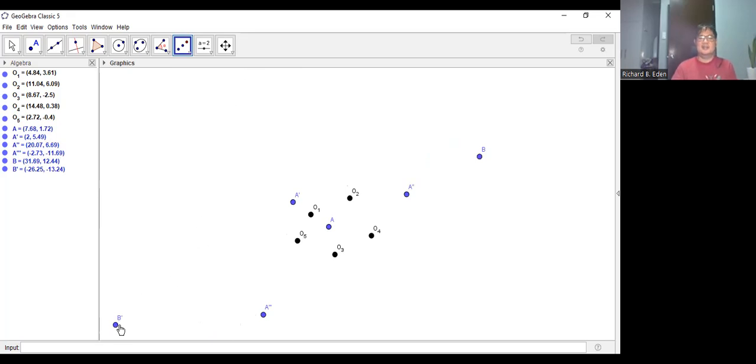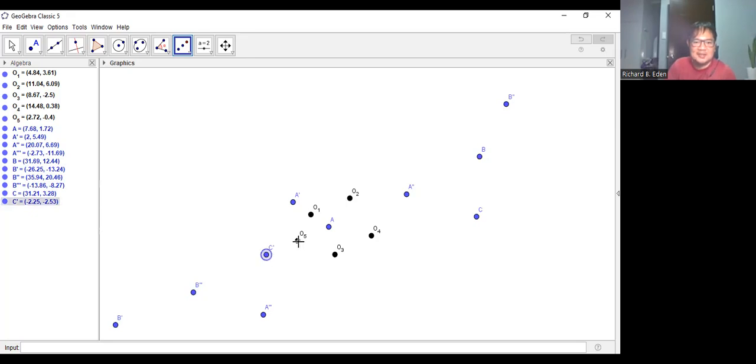Ayun. And then, balik ulit, with respect to O1, then with respect to O2, with respect to O3, with respect to O4. Lumilit! Nasa tayo, no? C prime na. Tingnan mo nung point A. Ang coordinates niya ay 7.68, 1.72.